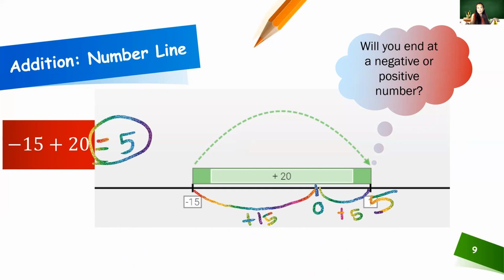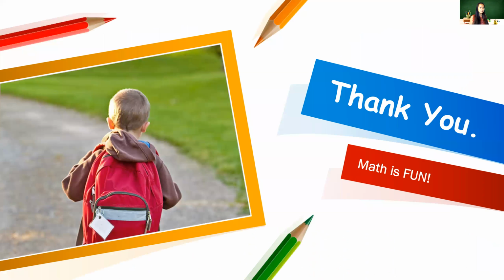So the number line is a great model to use for integers and for you to place your visual into the numbers and figure out if the result of this addition problem, or this sum, is going to be a negative or a positive number before you actually do the computation. Okay, and that is it for today.